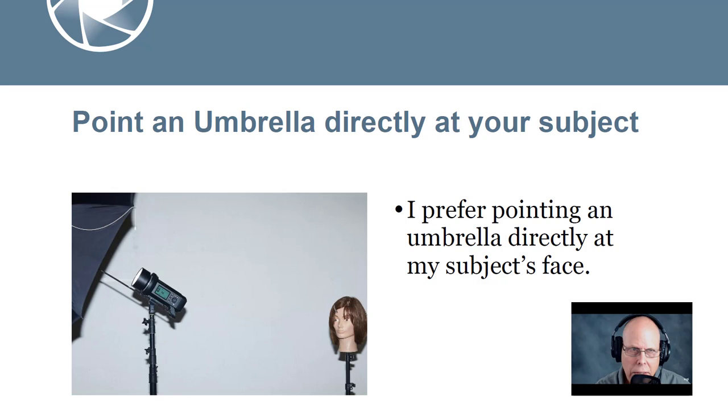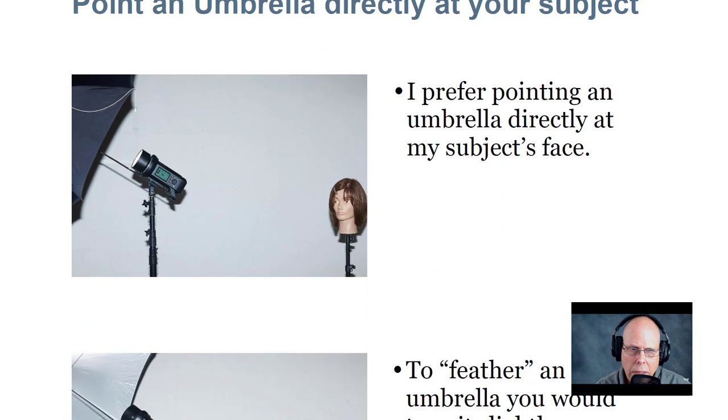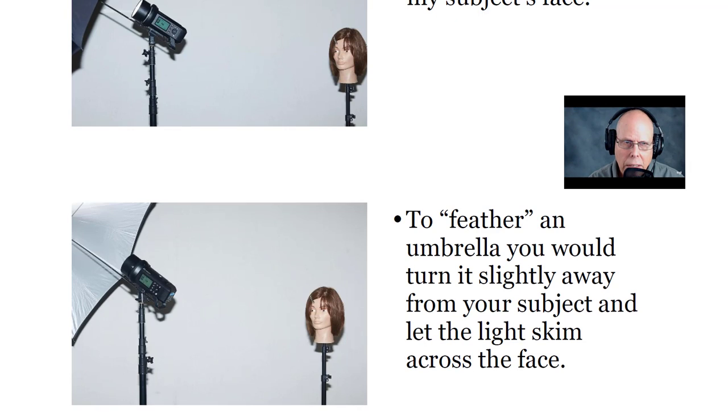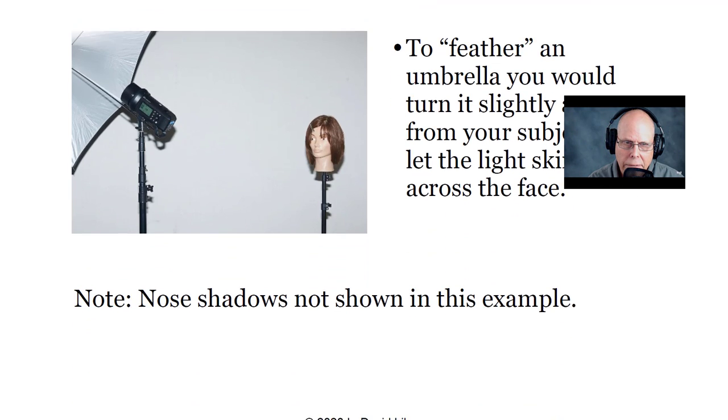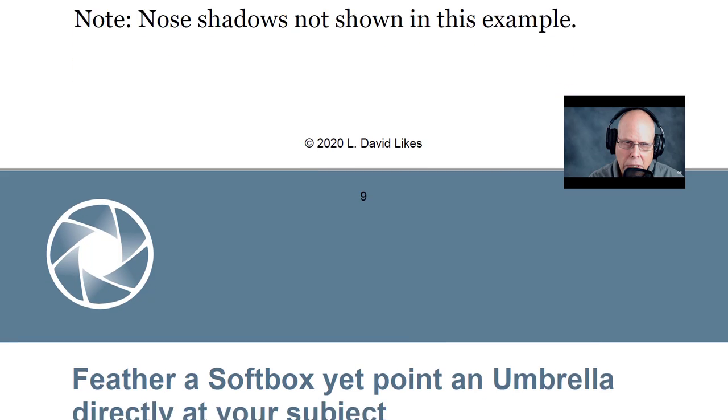What I found is if you point an umbrella directly at your subject, you get a better lighting pattern. If you feather the umbrella, you typically get a double shadow. In this case, feathering is turning the flash off to the side where it skims the face, and let me show you how that really affects the image.